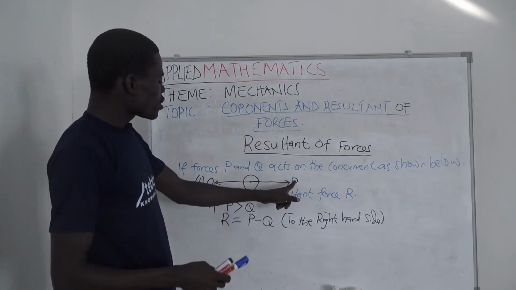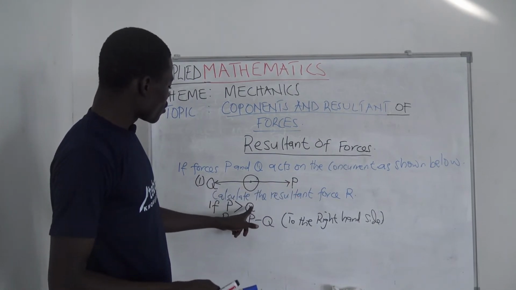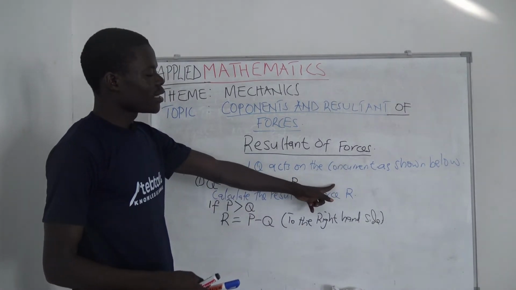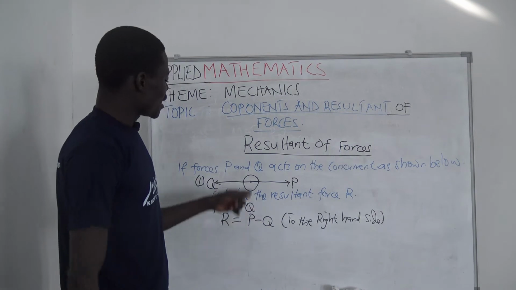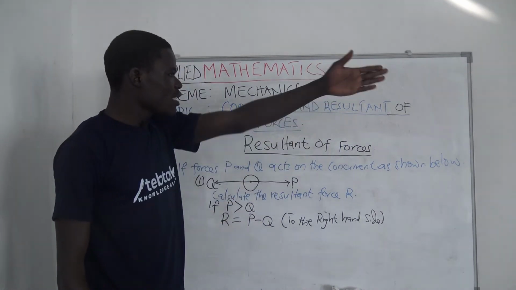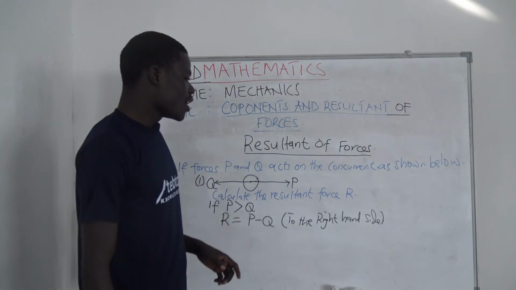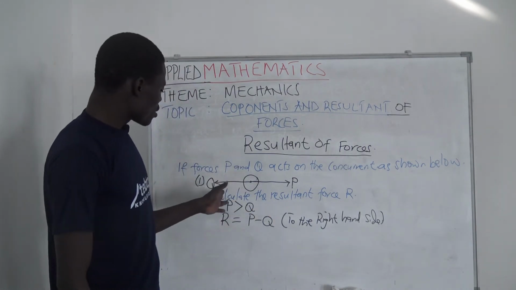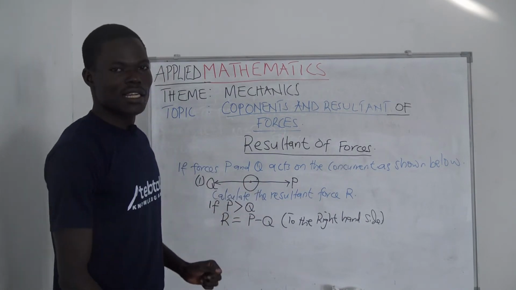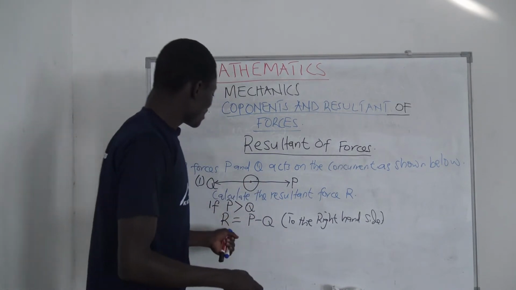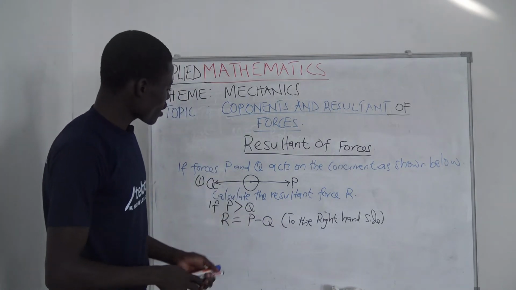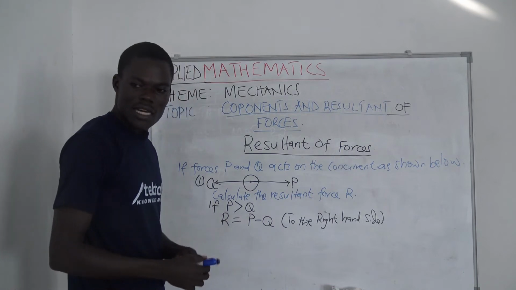That's the direction of the force, because if this one is pulling with a bigger amount of force, the body will move that side. If Q is greater than P, then it will move in the left hand side. So that's the difference between the forces we are going to calculate. That's our first part of the resultant force.